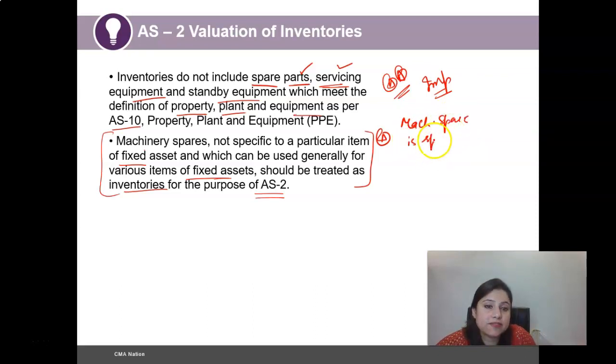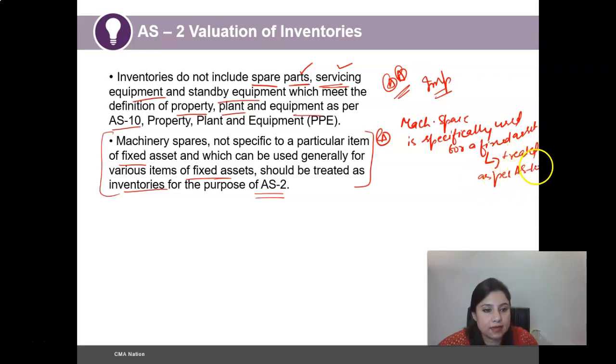So understand this particular point: if a machinery spare is specifically used for a fixed asset, then it would be treated as per AS 10 as it belongs to a particular asset.